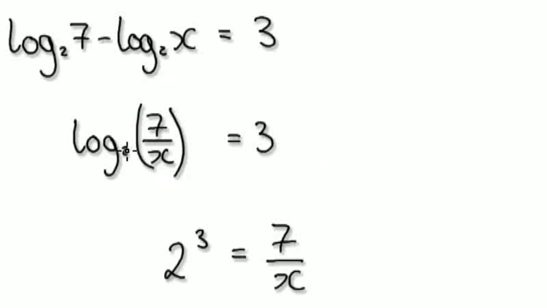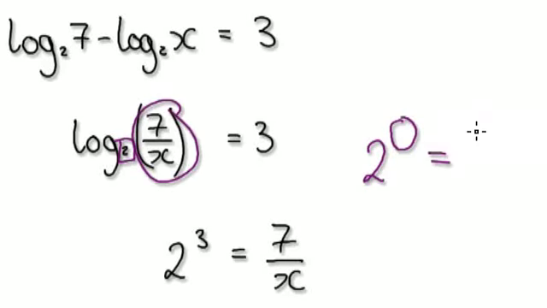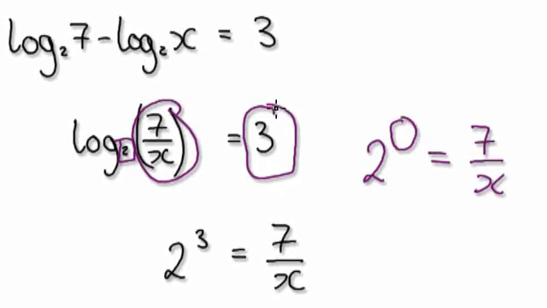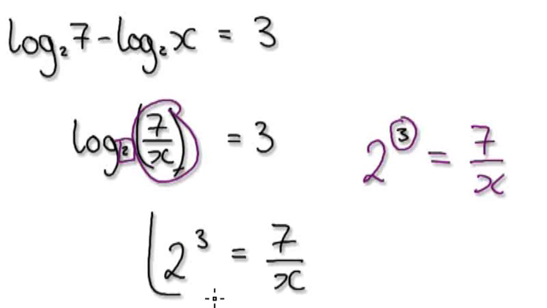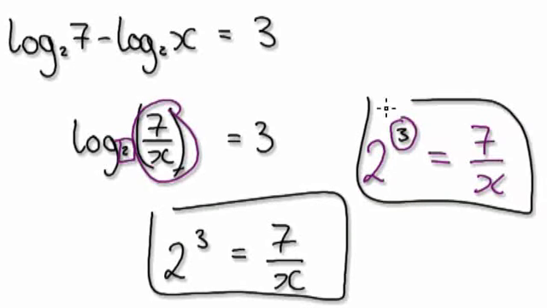So your eyes zoom into the 2. In your mind you should be saying to yourself, 2 to the power of what gives me this thing here. So 2 to the power of what? Well, the what in this case here is 3. So when you translate this, it is the same as this.